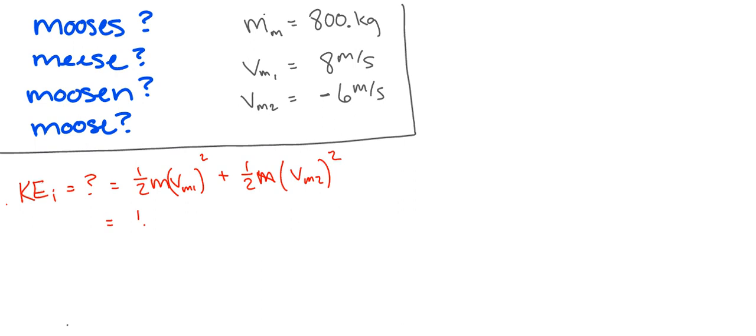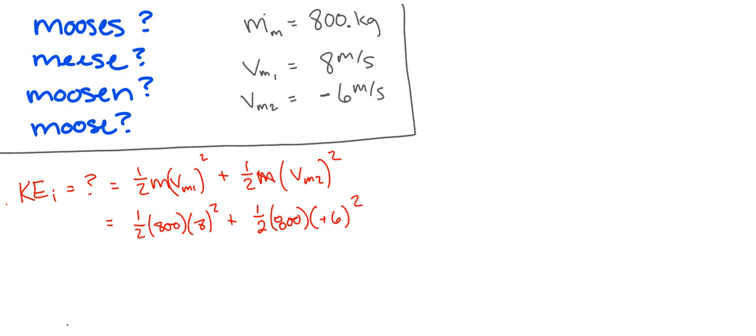And when I plug in numbers, what you'll notice is that it doesn't matter what direction they're running, their kinetic energy is going to be positive. So this negative is kind of unnecessary. When you square it, it's going to become positive. But it is necessary for the second part of the equation when we talk about momentum, because momentum is a vector, meaning it has direction.